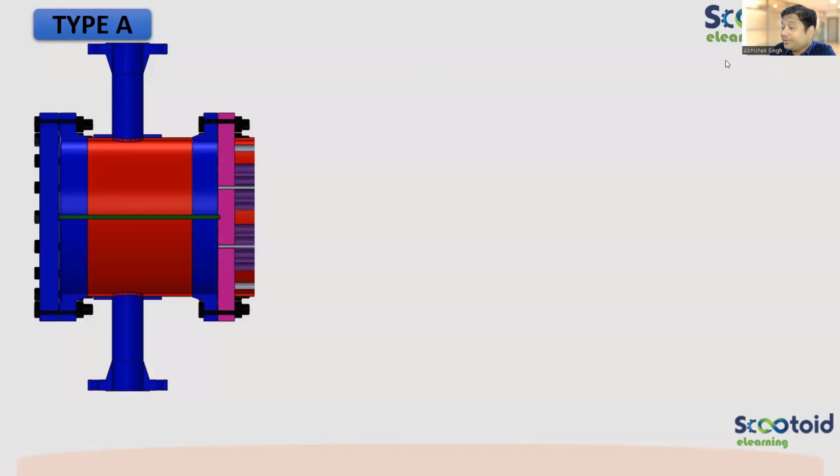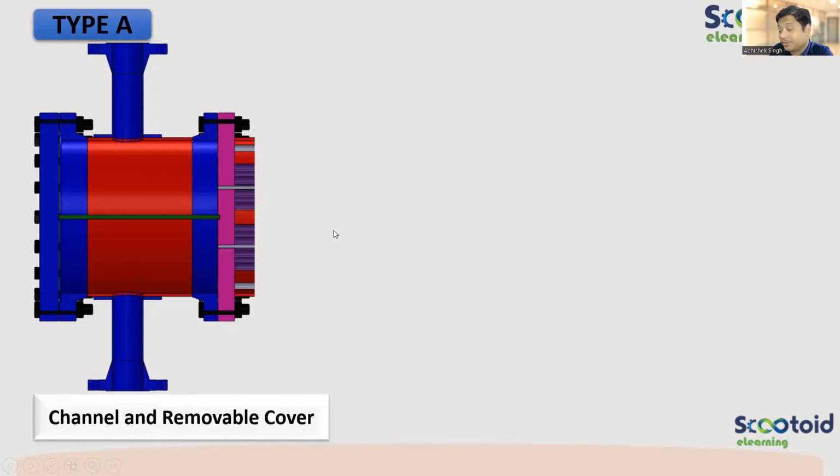The purpose of partition is to divide the flow into two. So the complete flow will not go in at once. Let us see, if it's a U-tube, how you achieve that. If it's a U-tube, you need a partition plate, right? So that half of the tubes in the U, the flow will go and then come back and go out from here. Great. So this is configuration type A, which is a channel having a removable cover.